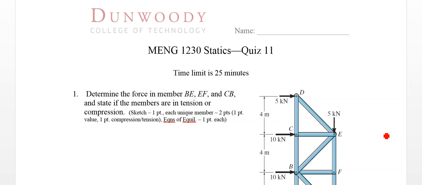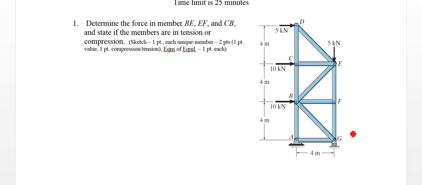We'll work through the solution to statics quiz 11. Here we have a truss. We've got a pin connection here at A, so we can have a Y reaction and an X reaction. At G we have a rocker support, so we only have the normal reaction there. And we're looking for the forces in the members BE, EF, and CB.